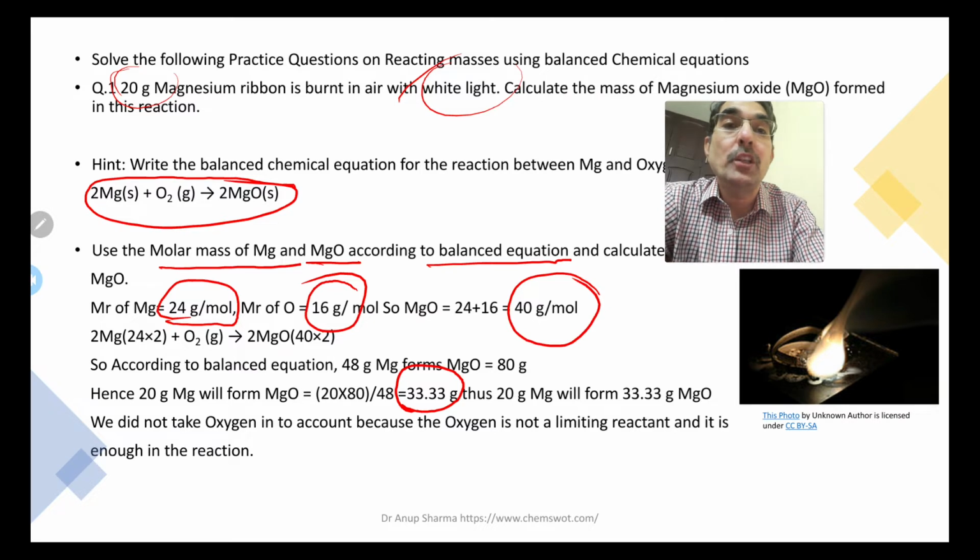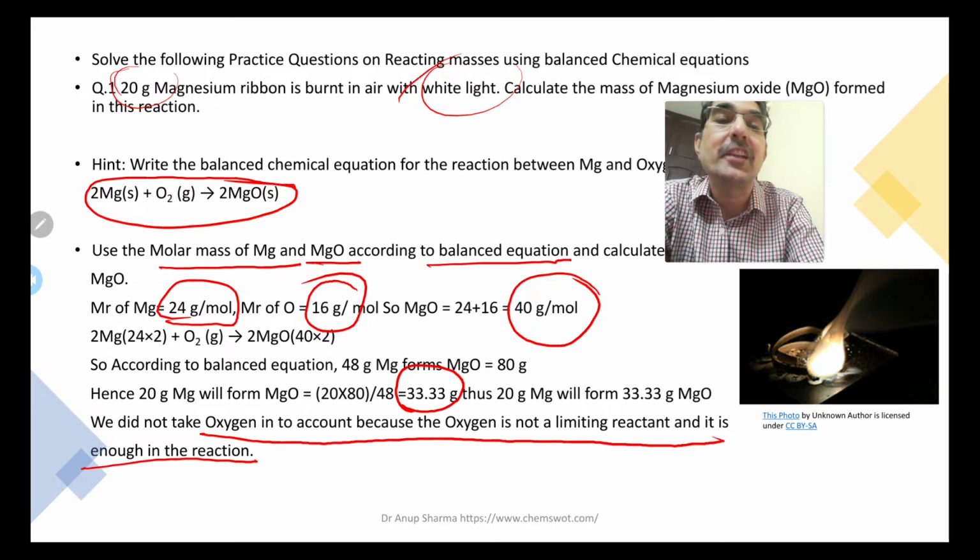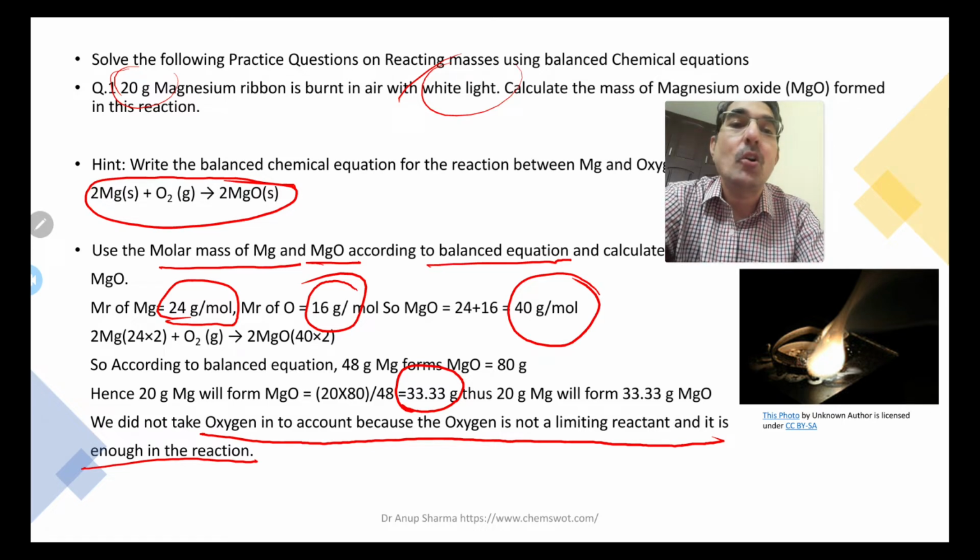Now you must be thinking why we didn't consider oxygen. We did not consider oxygen because oxygen is not a limiting reactant in this reaction and it is in excess. So if you read, 20 gram magnesium ribbon is burnt in air. So there is no amount of air or oxygen given. That is why oxygen is not limiting. It is in enough amount. So that is why we only consider magnesium and magnesium oxide in this question.